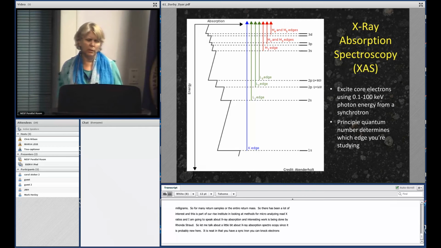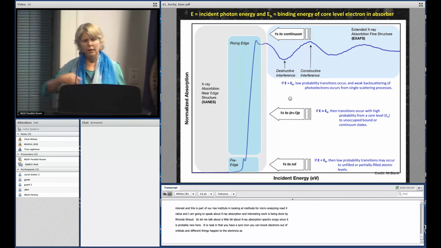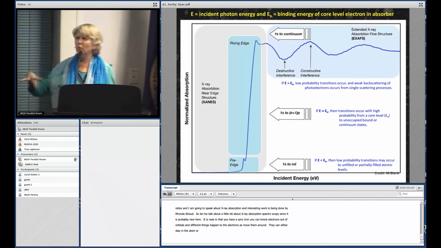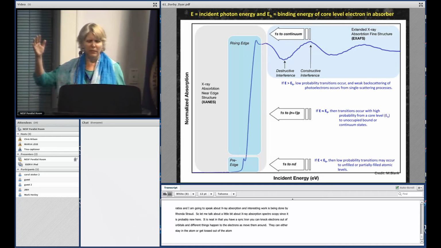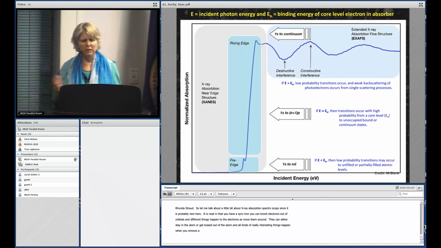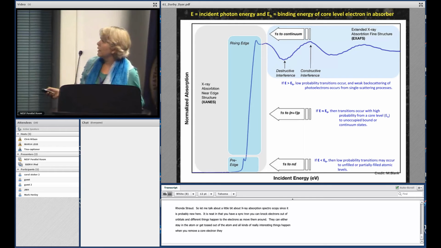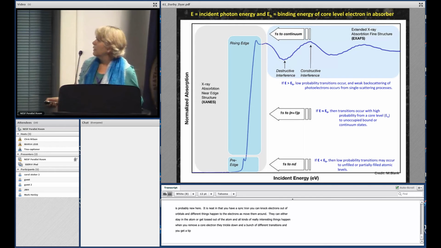And different things happen to the electrons as you move them around. They can either stay in the atom or actually get tossed out of the atom. And all kinds of really interesting things happen when you remove a core electron. They trickle down, there's a bunch of different transitions, and you get a typical XAS or X-ray absorption spectrum that looks kind of like this. Let's see, there we go.